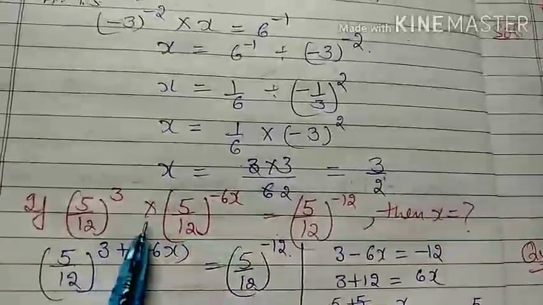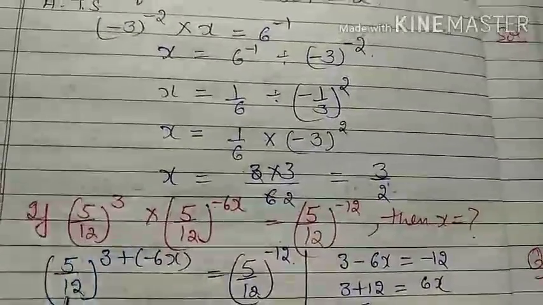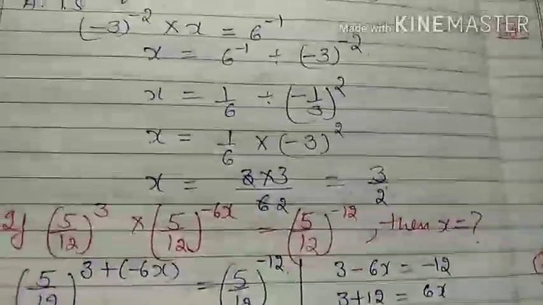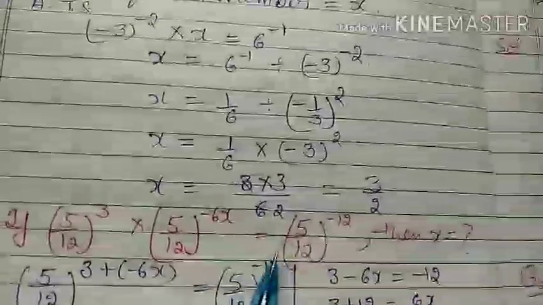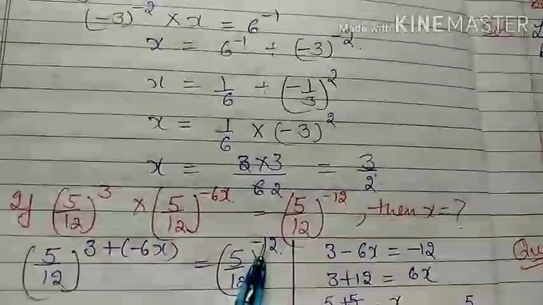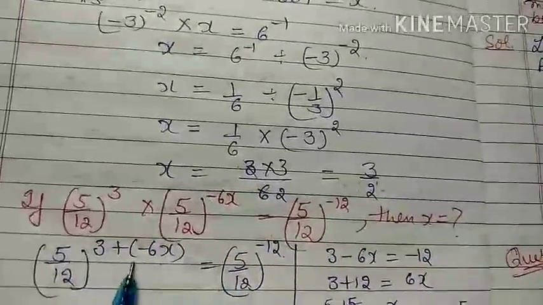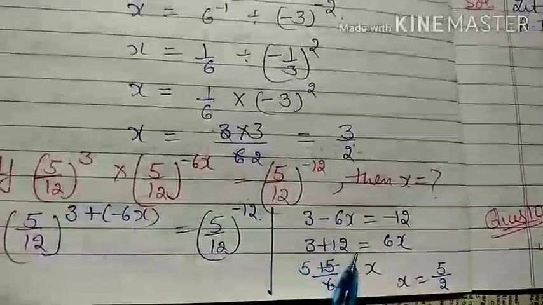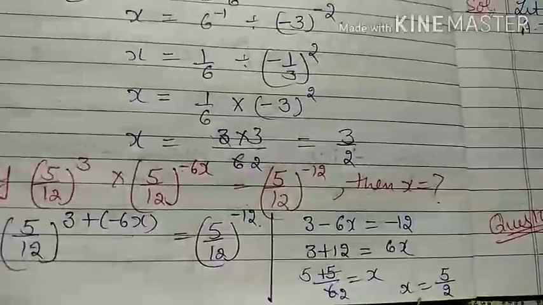If the base is same, and bases are multiplied with each other, the power is added. So you write the base once. When same bases multiply with different powers, you write the base once and add the powers. 3 plus minus 6x, and here already a single base is there, 5 by 12 raised to power minus 12. Now if both sides' base is same, you just ignore the bases and just equate the powers. 3 minus 6x equals minus 12, 3 plus 12 is equal to 6x, and my required answer after dividing 15 by 6 is 5 by 2, is my required value of x.